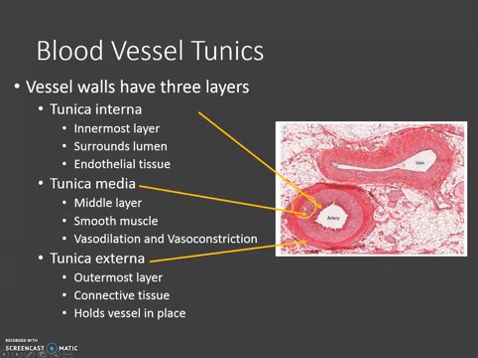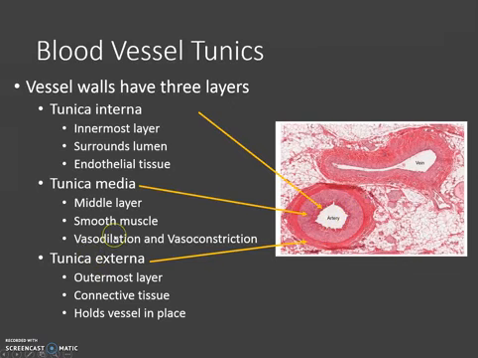The tunica media is the middle layer, and it is primarily made up of smooth muscle. And this smooth muscle can either constrict in order to make the lumen smaller, or it can relax in order to make the lumen bigger. So vasodilation, dilation means to get bigger. So vasodilation is where the smooth muscle relaxes to make the lumen bigger. And vasoconstriction is where the lumen gets smaller because that smooth muscle contracts and it makes the lumen smaller.